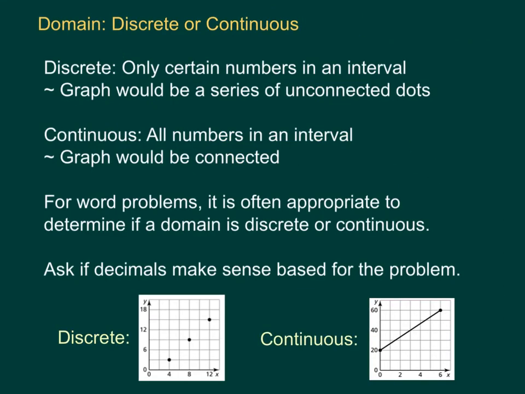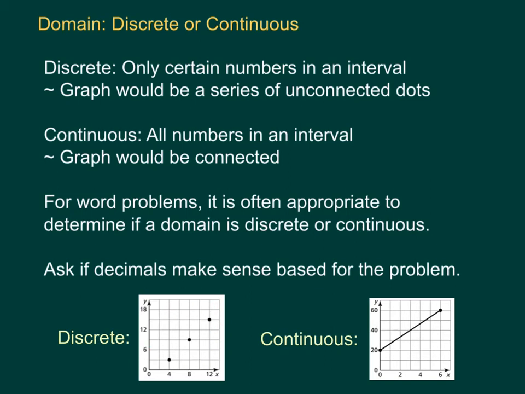All right, almost done here. One last thing to talk about. Domain can either be discrete or continuous, and this is something we haven't really discussed yet. If it's discrete, it means that only certain numbers in an interval would be considered, and the graph would be a series of unconnected dots, like my first example here. This is an example of a discrete graph.